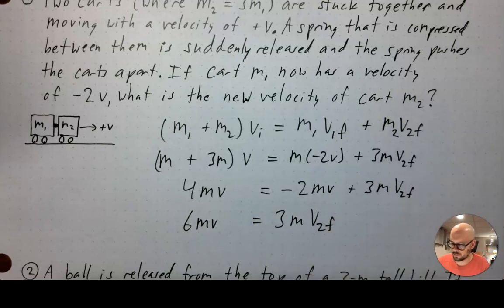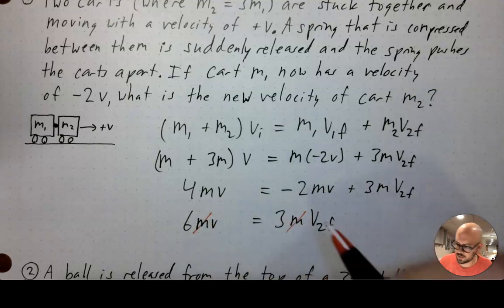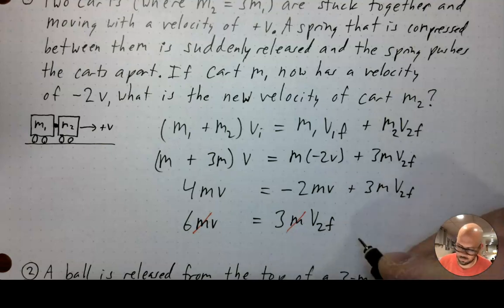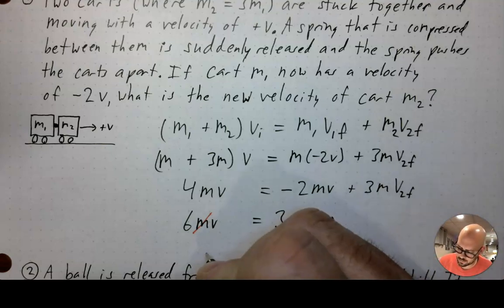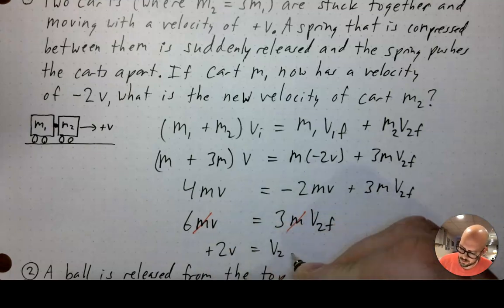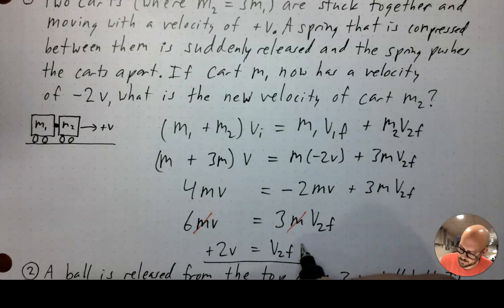That gives me now a good opportunity to cancel m. I could have done that really at any time. And I just divide by 3. So it's 6v divided by 3. And that's going to give me my final velocity, and so that's going to be positive 2v is going to be that final velocity.